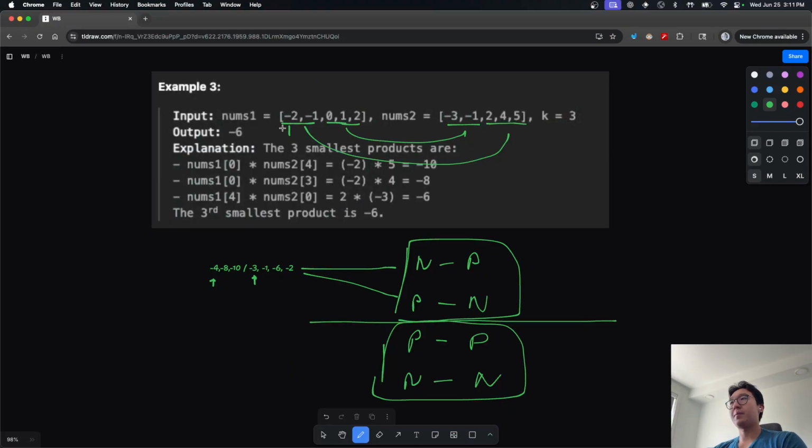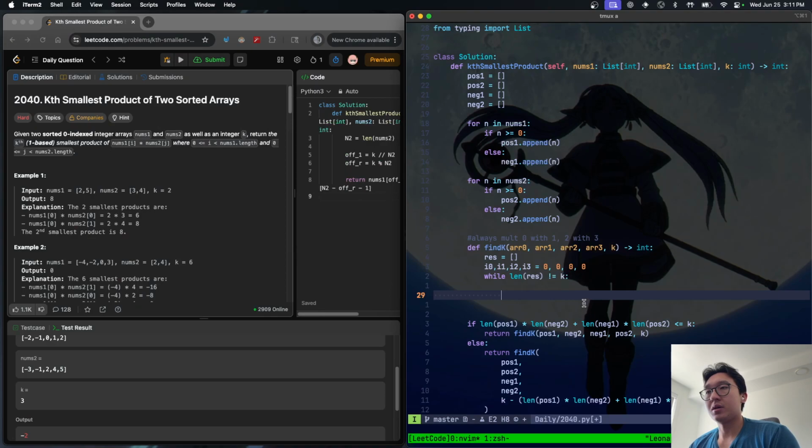Let's see. We want to multiply this with this, with this, with this, and then, okay, so it's gonna be -2 times -2. And then that moves a little bit. Once we reached -2 at the end, okay, so let's do this.